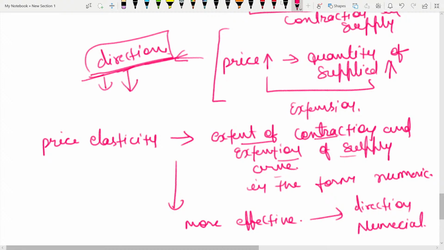So on the basis of direction, policy makers or researchers are not able to make policy. Okay, so price elasticity is one of the good measures to see the extent of relationship between price and quantity supplied, because it also measures the direction as well as the magnitude in quantitative form.